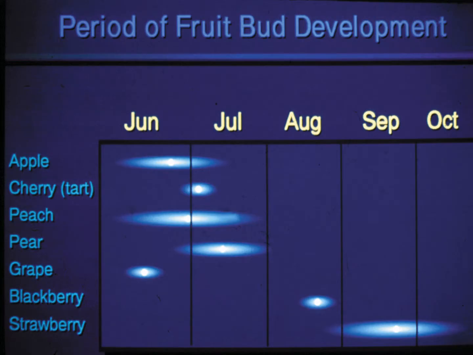Here we see when fruit buds develop for various fruits. Note that apple produces fruit buds at the same time as maturing this year's fruit crop. For example, during June of this year, the apple is not only maturing fruit for harvest, but is also producing buds for next year's fruit crop. If there is too much fruit on the tree, all the tree's energy goes into maturing this year's fruit, and none is left over for producing fruit buds for the next year.